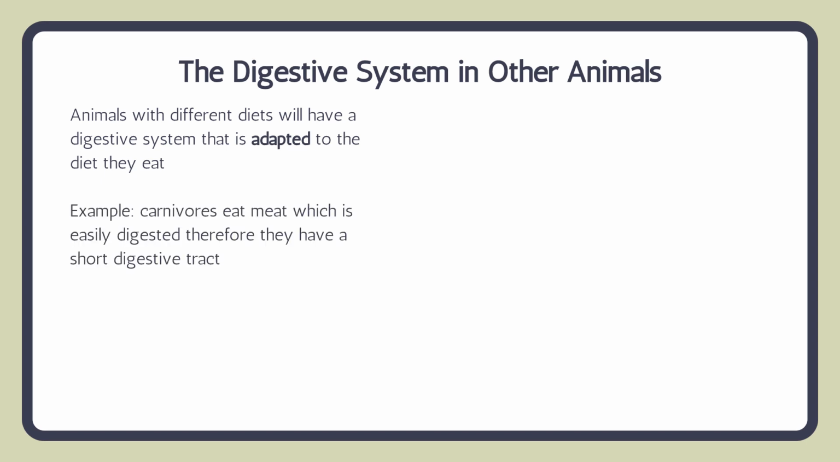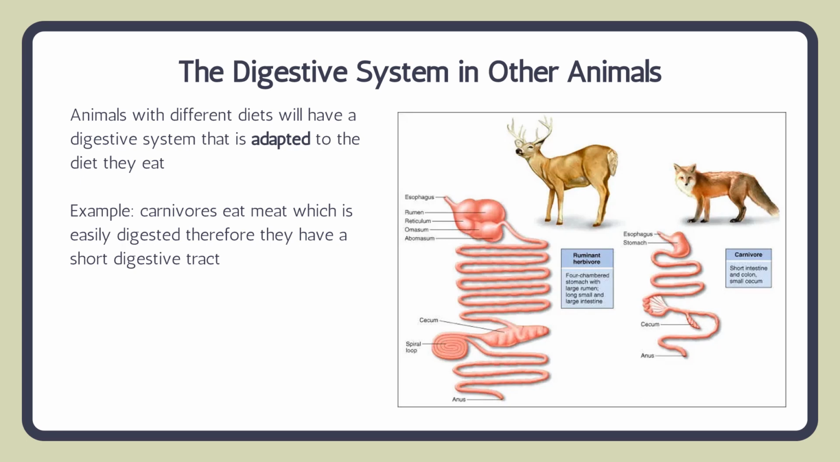So for example, carnivores that eat meat, which is easily digested, therefore have a short digestive tract. As we can see over here, we have a fox, which is a carnivore. Its digestive tract is much smaller than a herbivore's, which is much longer because plant material is more difficult to digest, so there needs to be more in the digestive system to do that, whereas meat, easily digested, can pass through very quickly, so we don't need a long digestive system.